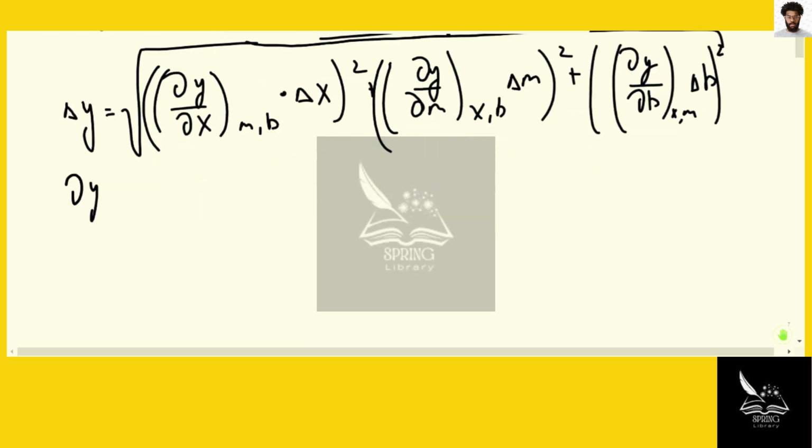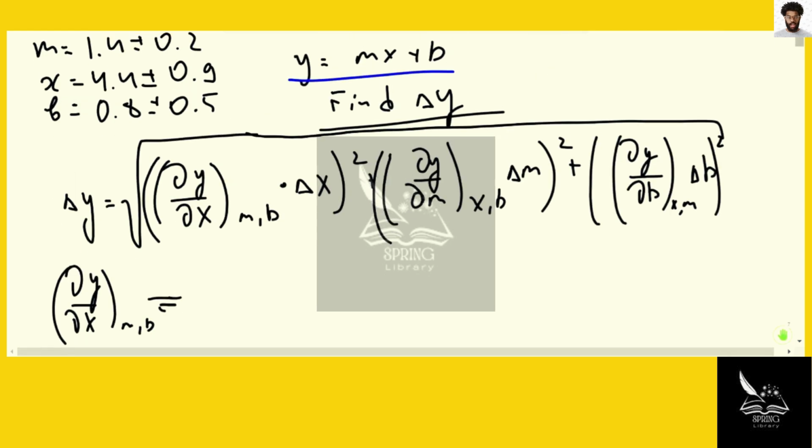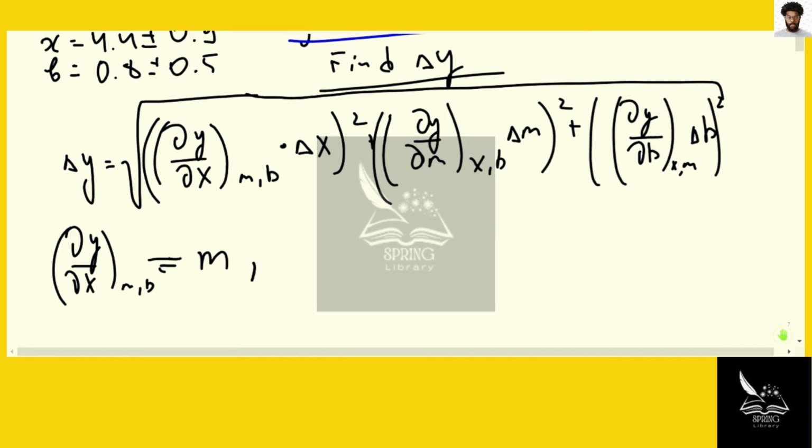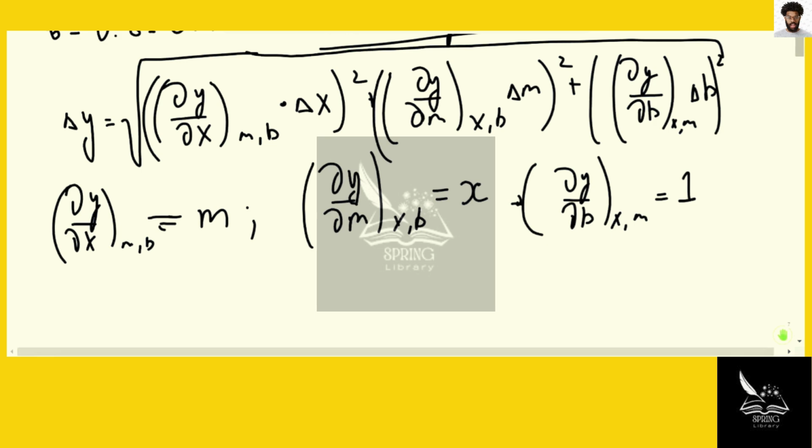So the first partial derivative equals m. The second partial derivative equals x. And the last partial derivative equals 1. So now we can complete this formula.